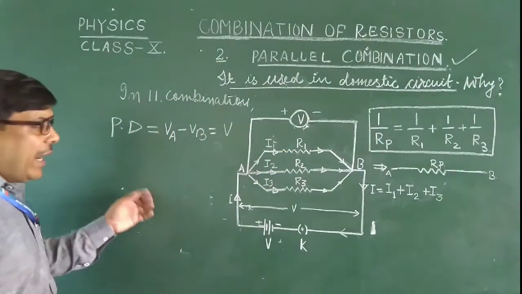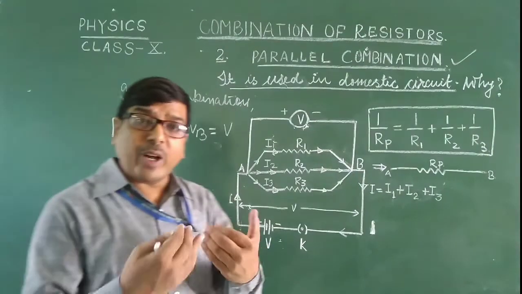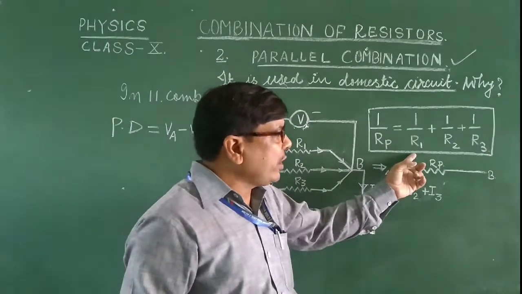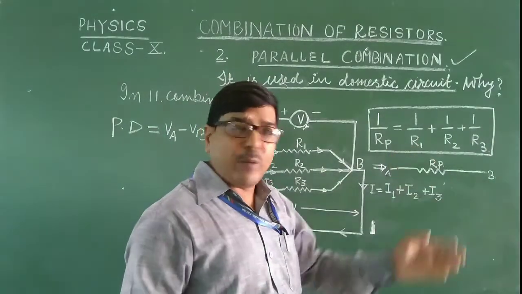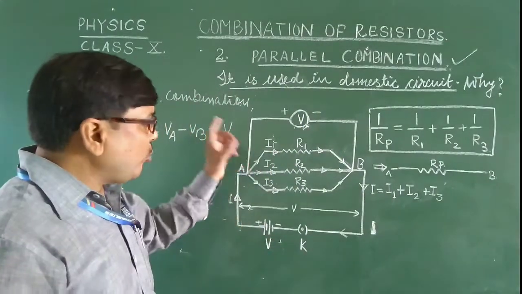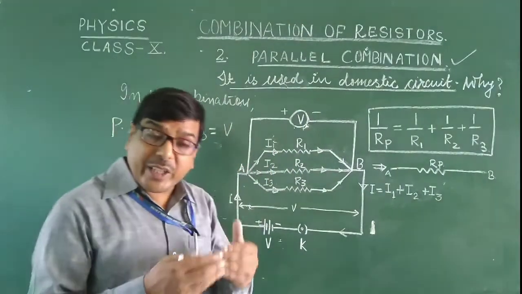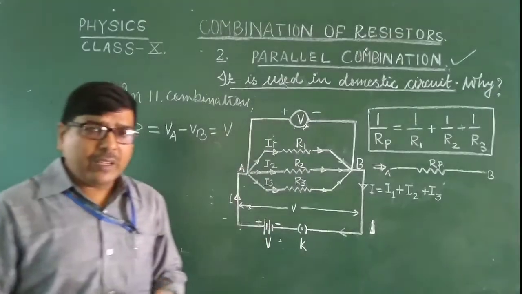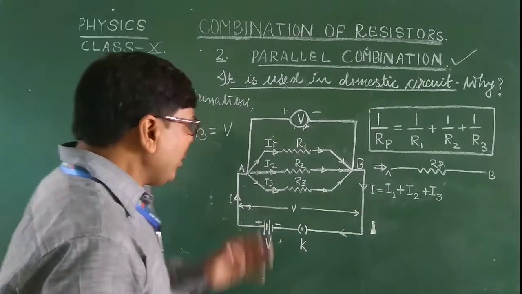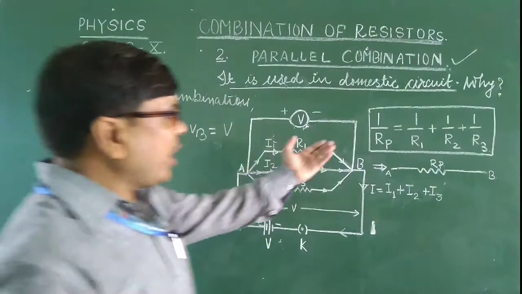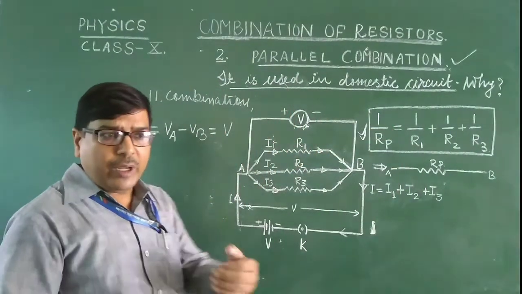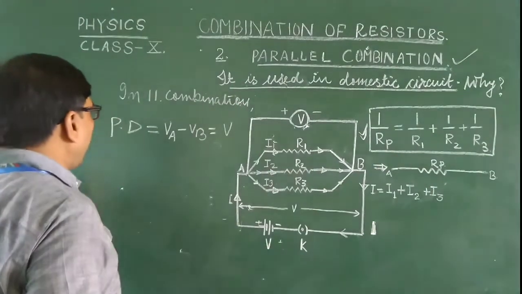And the equivalent resistance, how can we calculate it? The reciprocal of the equivalent resistance is equal to the sum of the reciprocals of all the individual resistances. One more point: equivalent resistance decreases in parallel combination. How can we calculate this expression? We will learn and calculate it today. Now let us come to the points.